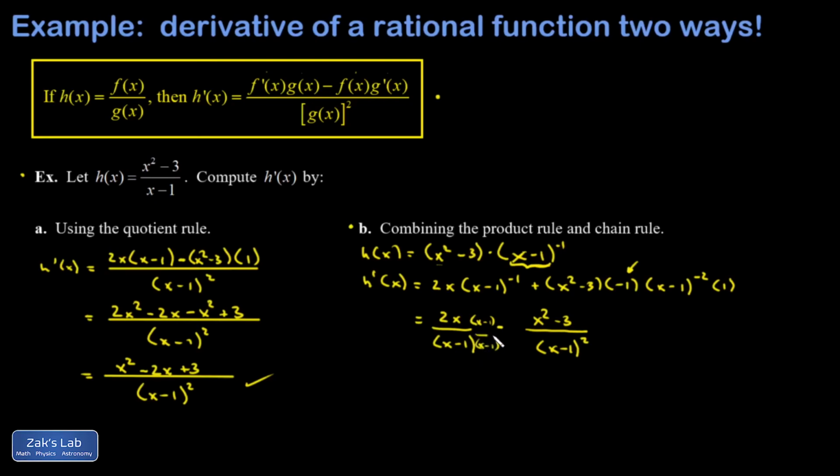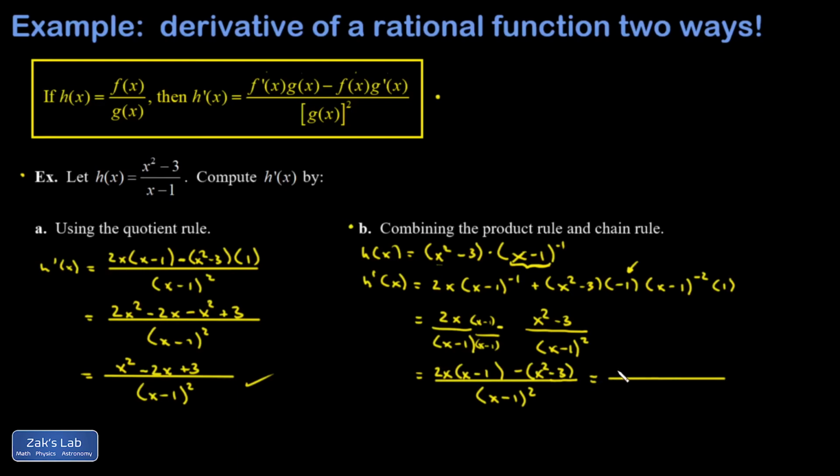That's just a fancy way of multiplying by 1, but it forces the denominator to be the same as the second denominator. Then I can go ahead and subtract the numerators and write them over the common denominator. So I have 2x times x minus 1 minus the quantity x squared minus 3, all divided by x minus 1 squared.